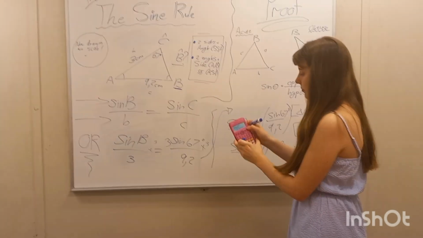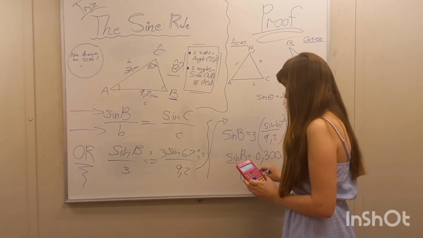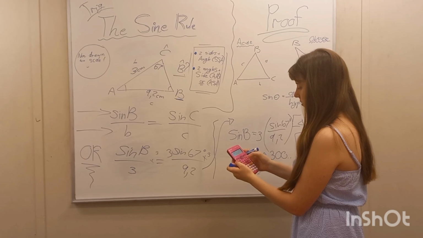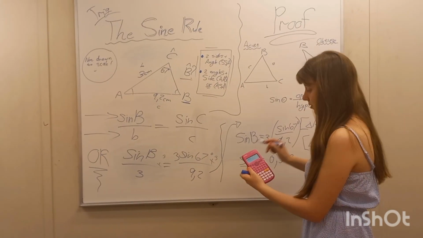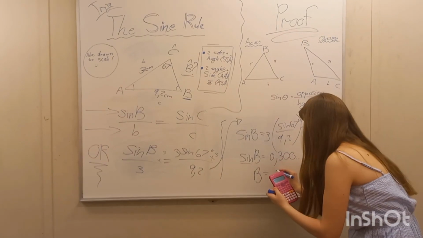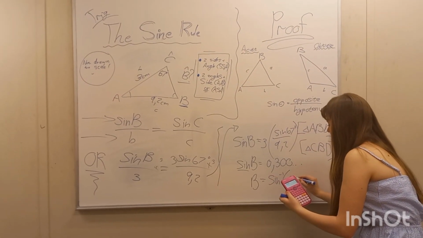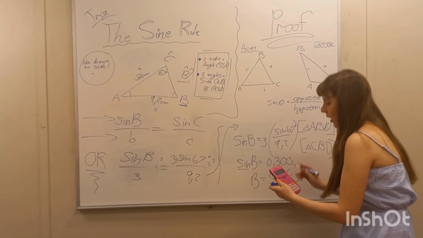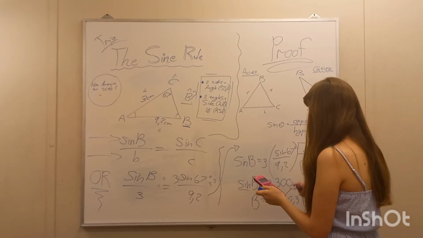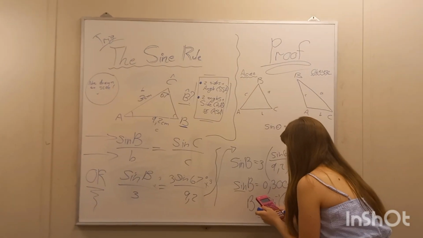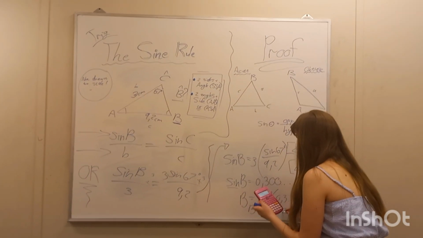Okay, then you're going to take the inverse. So B is shift sin. Remember, shift sin is another thing. It's not the same as sin. So shift sin, which will take you to sin minus 1, 0,3, I'm just going to say once. And then we get B is 17,4, let's make it 17.